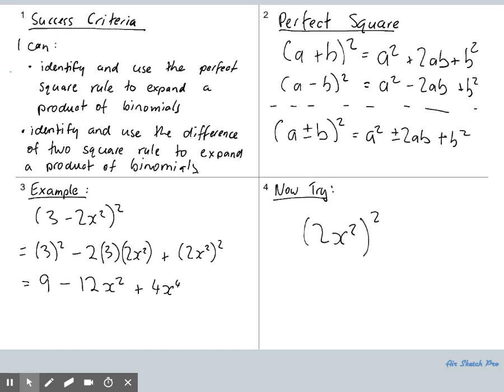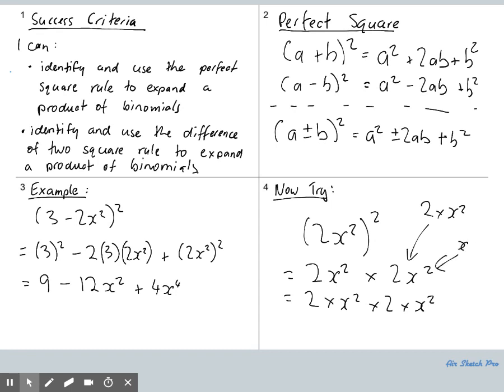Anything squared is just it multiplied by itself. So that's 2x squared times 2x squared. But this term here actually just means 2 times x squared. So I've really got 2 times x squared times 2 times x squared. Okay, I'm just putting in the times that I've normally understood to be there. X squared, that actually just means x times x. That's what x squared means. So I've actually got 2 times x times x times 2 times x times x. So this is like the fully expanded version of this whole thing here.